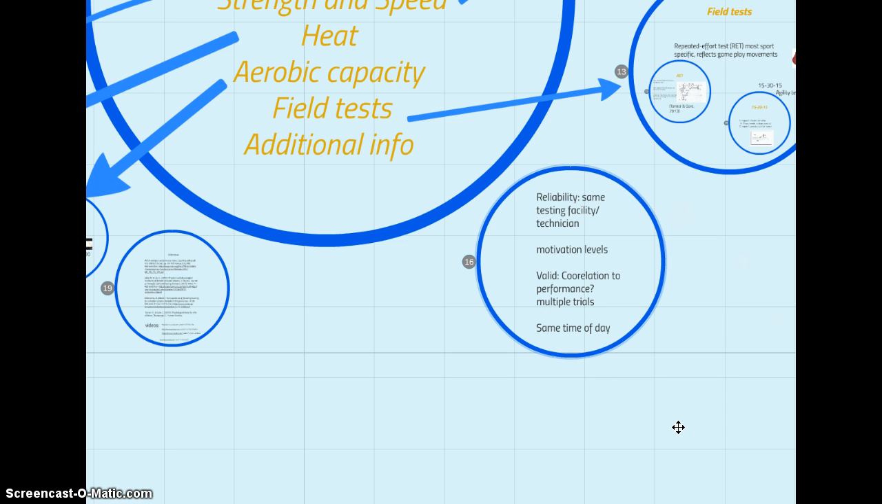Some of the strengths of some of the tests: the jumps and power cleans, the speed work tests, and the RET are more likely to correlate to performance since they mimic what goes on the court.